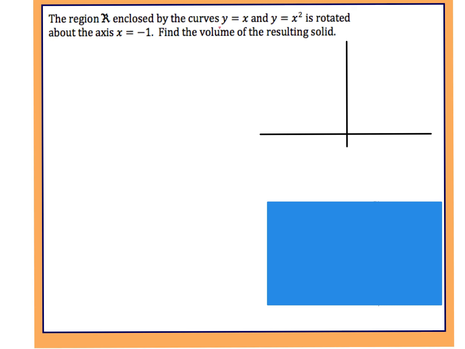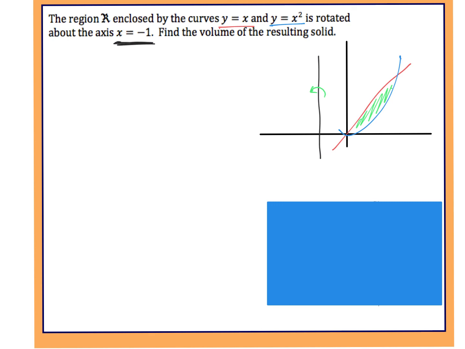So we have y equals x. What's that look like? There you go. Y equals x squared. What's that look like? Very nice. All right, and so that's my region bounded right here. And what am I rotating it about? X equals -1. So my axis is over there, and that's what I'm rotating it about. So is this going to be a disc or a washer? It's going to be a washer. And it's rotating about the line x equals -1.